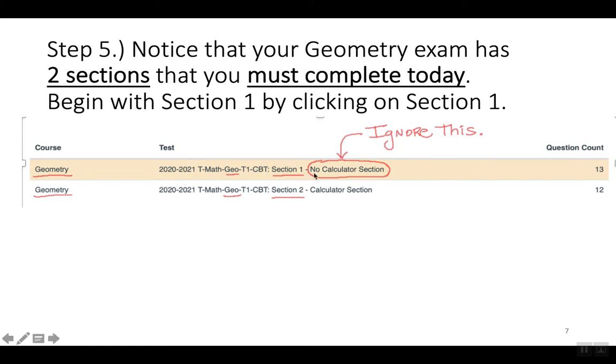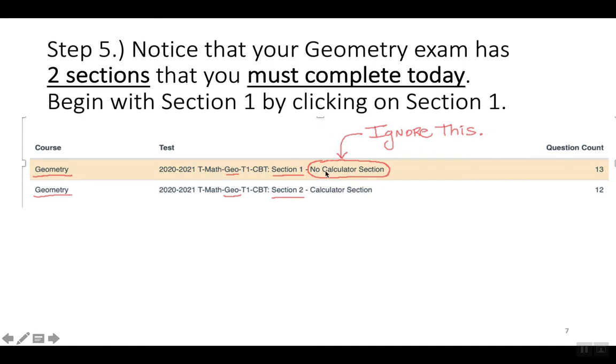This is what it should look like for your Topic 1 test. There's going to be 2 sections. When the day of the test comes, you have to complete both sections in the same day. That's what I wrote up here. Notice that your geometry exam has 2 sections that you must complete today. These instructions are not for right now. I'm going to show them again when you're taking the exam. You have to complete both sections on the same day. And you should start with section 1. Again, that's common sense, but you'd be surprised how many students decide to begin with section 2.